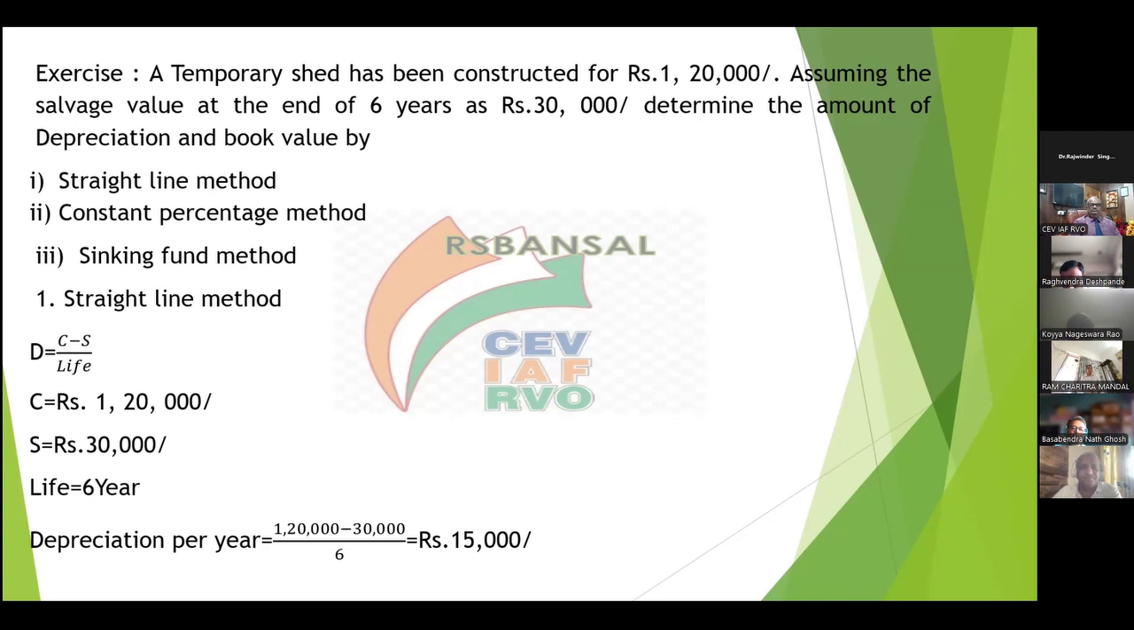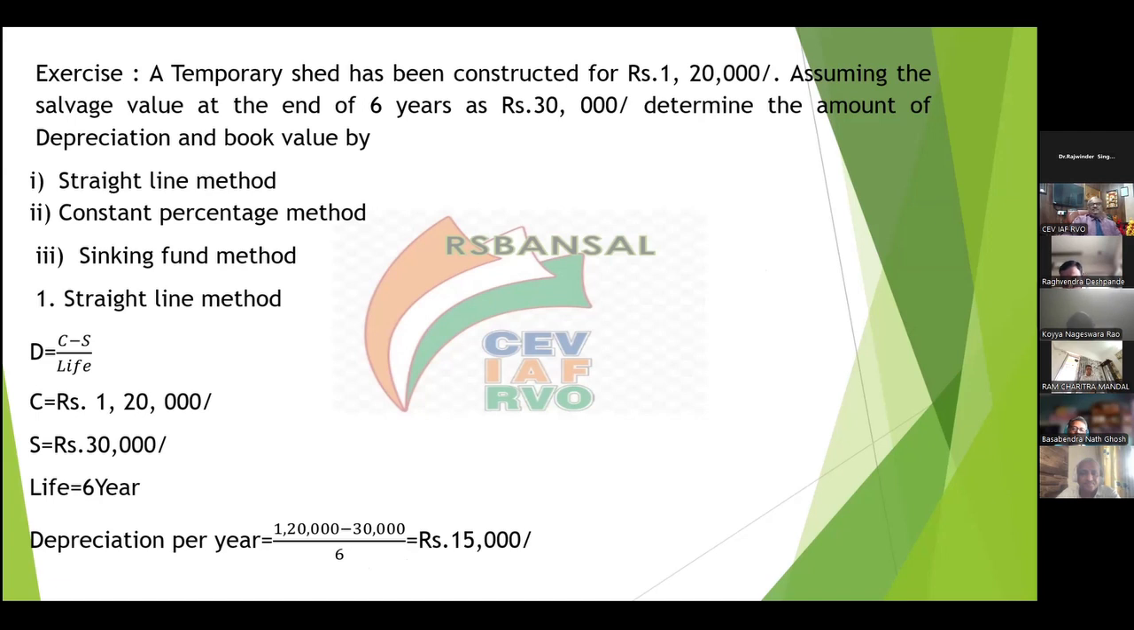First of all, we will calculate with sinking fund method. Oh, sorry, straight line method. You know straight line method, depreciation per year is equal to (C minus S) upon N. C is 1,20,000, S is given as 30,000 and N is 6 years. So what will be the depreciation per year? (1,20,000 minus 30,000) divided by 6, 15,000 is the depreciation per year.